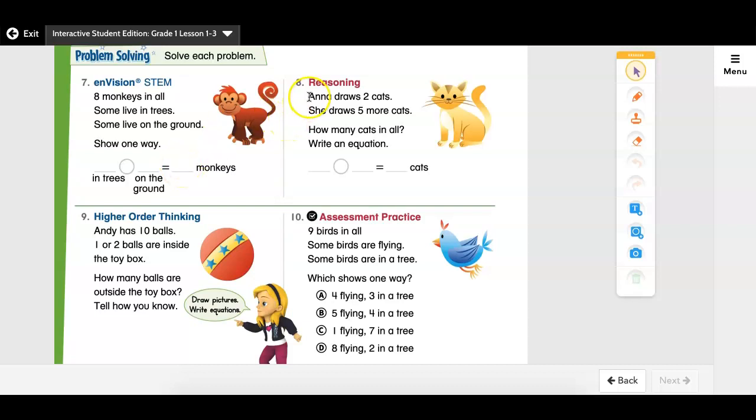The same for number 8. It says Anna draws 2 cats. Then she draws 5 more cats. How many cats does she draw in all? So in this equation, we do not have a total number, but we do have the parts. It's telling us she has 2 cats. She adds 5 more cats. So after she adds the 2 plus 5 cats, how many cats does that give us in all?